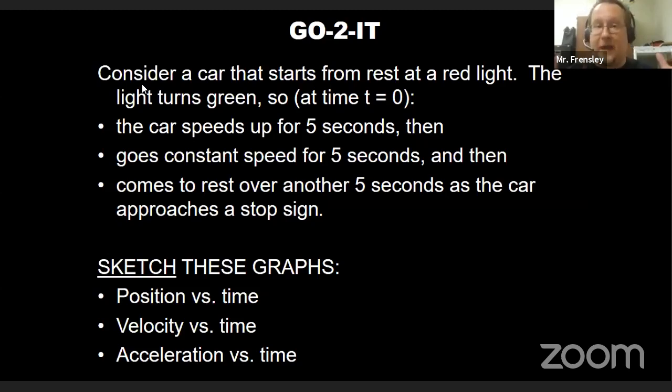So you're going to want your pencil and paper ready for today, or a whiteboard or something you can write with, because you're going to draw a position versus time graph, give it a 5, 10, 15 on the time axis, velocity versus time, give it a 5, 10, 15 on the time axis, acceleration versus time, one more time, a 5, 10, 15 on the time axis, and so you're going to sketch.